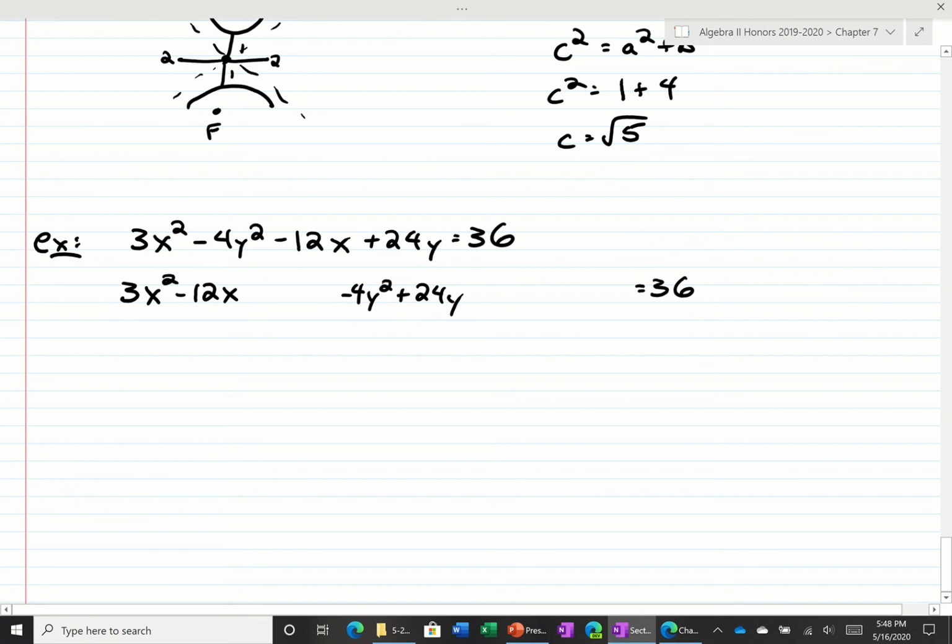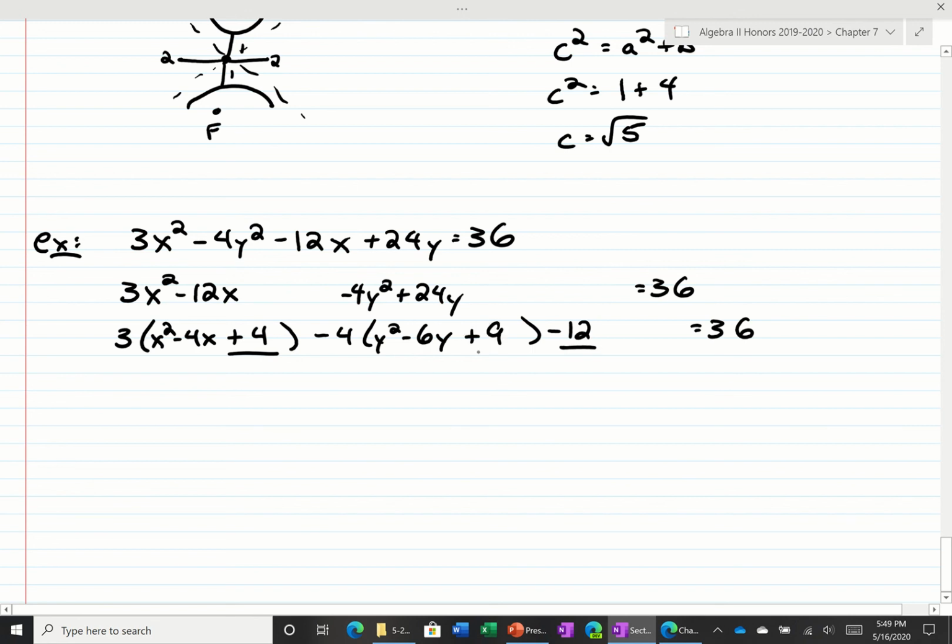Let's see. We can take out a 3. Take out a negative 4. And half of negative 4 is 2. 2 squared is 4. So if that's 4, 4 times 3 is 12, we could subtract 12. Half of negative 6 is negative 3. Squared is 9. 9 times negative 4 is negative 36, so we're subtracting negative 36.